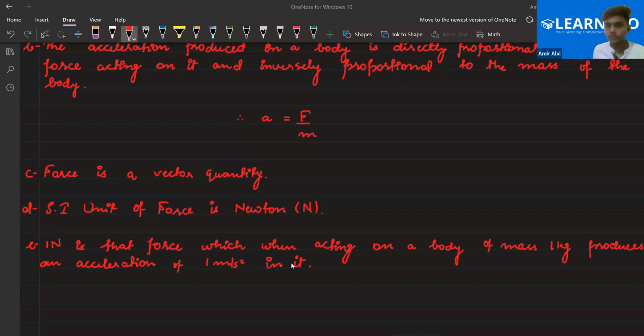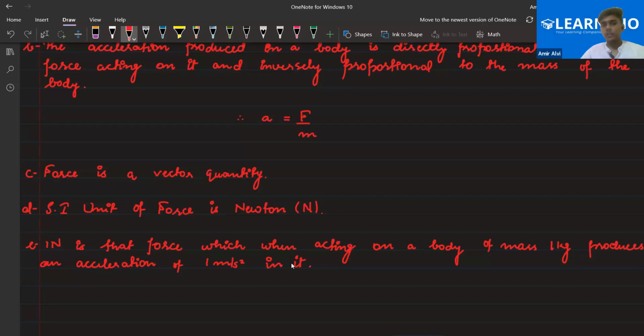Is this clear to all of you? Yes. Achha, dekho, force is a vector quantity. If suppose that in any solution the force coming out is negative, it doesn't mean that the quantity is negative. It only tells you that the direction of force is opposite to the motion. Because it is a vector quantity, so it can be positive or negative. So if the negative sign comes out, it means that it is opposite to the direction of motion. Is this clear to all of you?